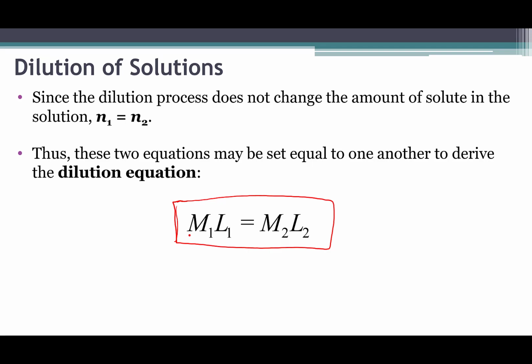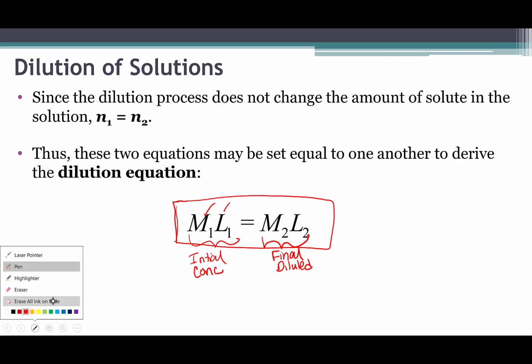So M1, L1 is going to be our initial. So before anything was diluted down, you can also think of this as our concentrated solution. So molarity of the concentrated solution, the volume of the concentrated solution. M2, L2 is going to be our final. So after we added the water, we filled it up. What is the molarity and the liters of the final? You could also think of this as the diluted solution, right? The algebra and the math of these problems is not terribly difficult. The hard part is just making sure that we get all the pieces into the right spot.